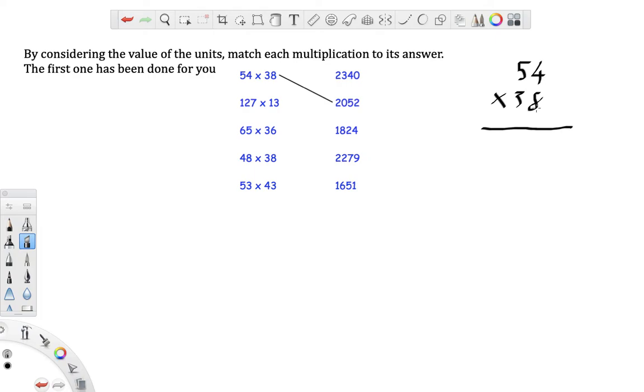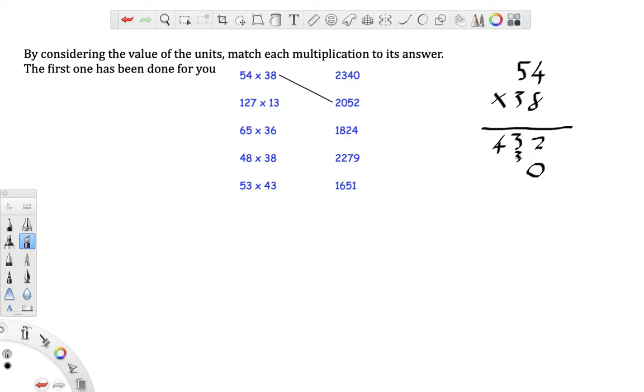So we've got 4 times 8, which is 32. So we write the 2, obviously carry the 3. 5 times 8, which is 40. So that will become 432 on the top. Then this is the important part. Because we're multiplying by something with the tens column, we have to obviously write our 0 there.